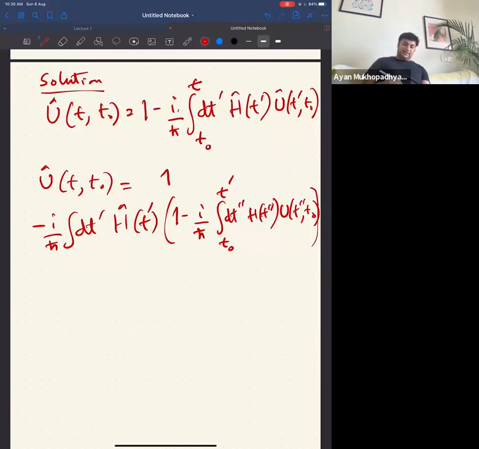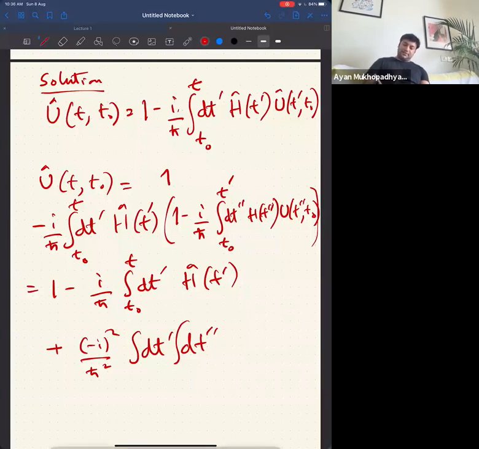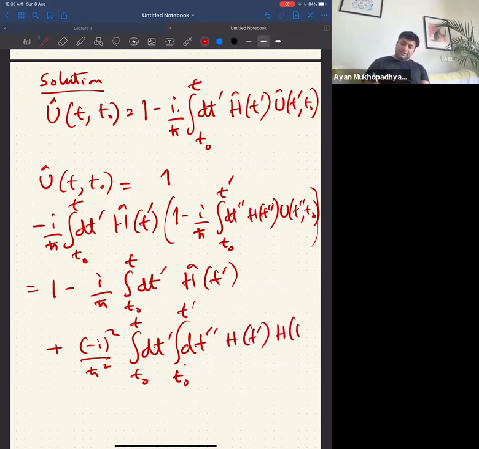So now I get the first term, which is minus 1/ħ ∫dt', from t0 to t, H(t'). That is the first term. The next term is simply plus minus i²/ħ². Then I get dt' dt''. But it's important to take note of this. What is the integration range here? The t'' integral goes from t0 to t', and the t' integral will go from t0 to t, right? And this would be H(t') and H(t'').